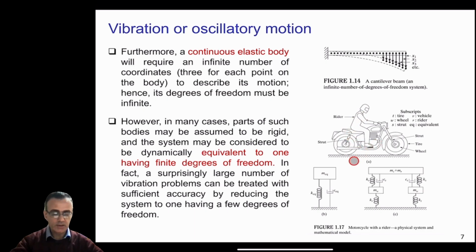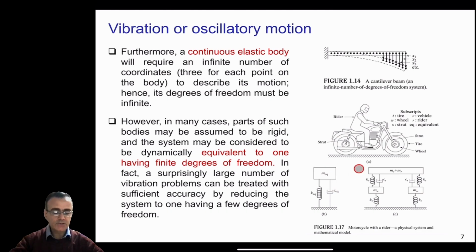So you can derive a very simple model from this system with one mass, which you can call m equivalent, which will be the mass of all the components in this system, including the rider, the wheels, and the vehicle here. And then you will have one spring, which will be the stiffness of all the structures. And then you can have a damper here.